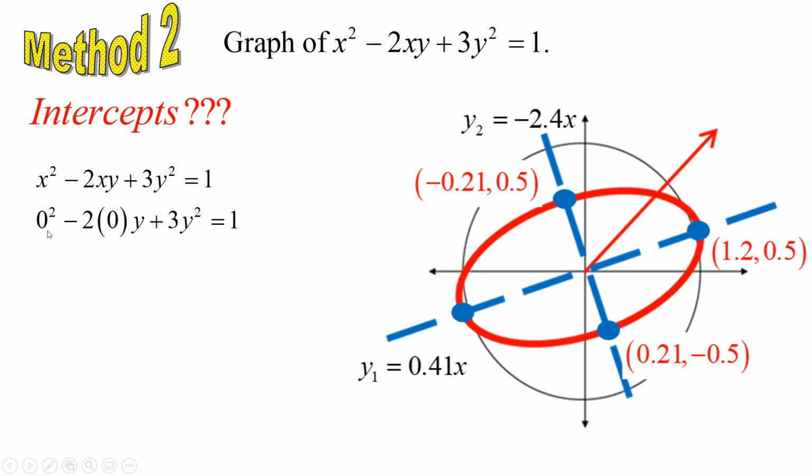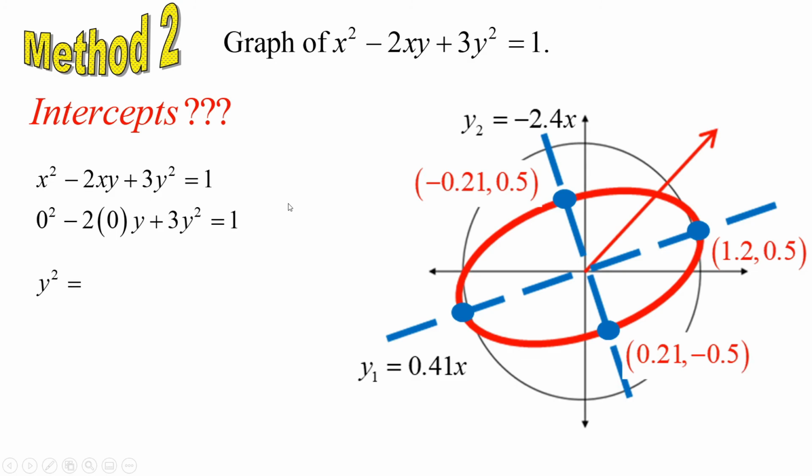So note, I am finding my y-intercepts. Every x is a 0. And what do I have? I have 3y squared equals 1. So y squared equals 1/3. So y equals plus or minus the square root of 1/3, which is y equals plus or minus root 3 over 3.